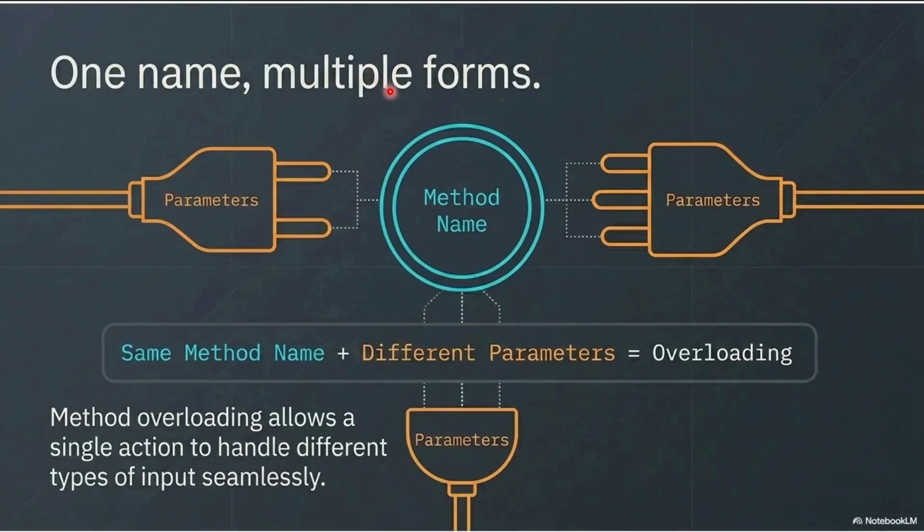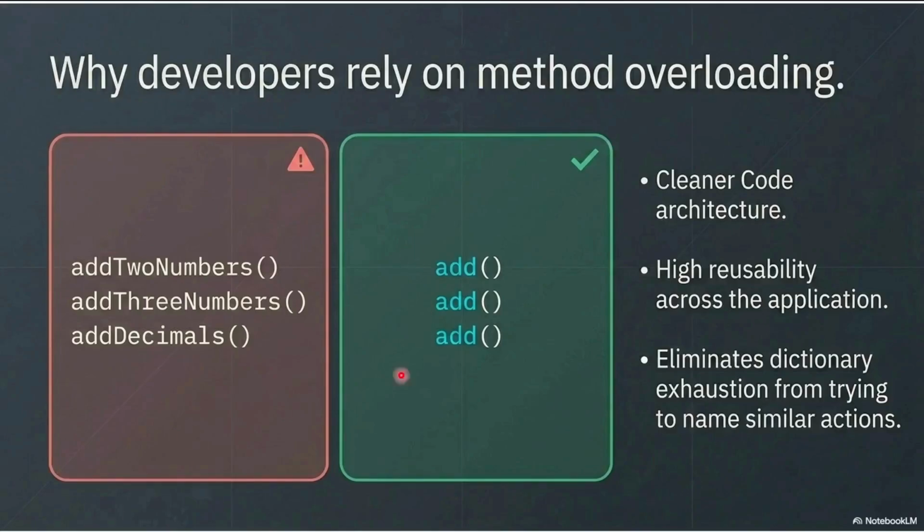One name, multiple forms. That's the definition of polymorphism, right? One name, different forms. So same method name plus different parameters is equal to overloading. Method overloading allows a single action to handle different types of input seamlessly.